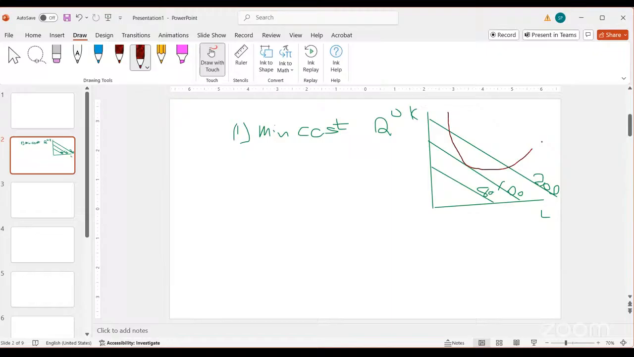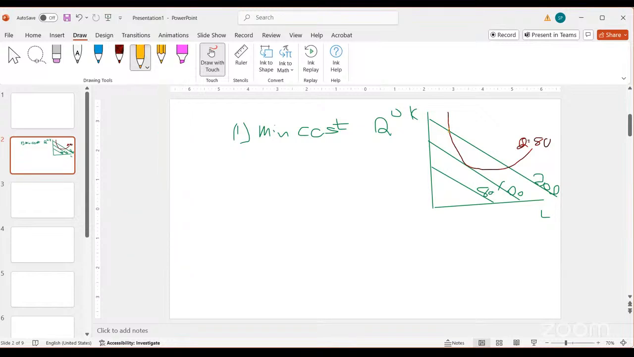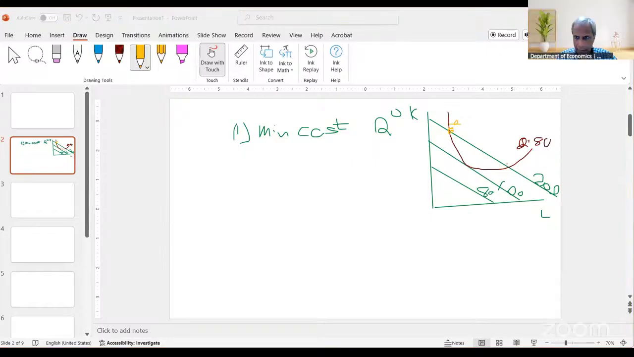Now let's say you want to produce 8 units. So that keeps the target at 8 units. Some producers can produce the 8 units here, for instance, point A, and even the same at point B also, but the cost is $200.